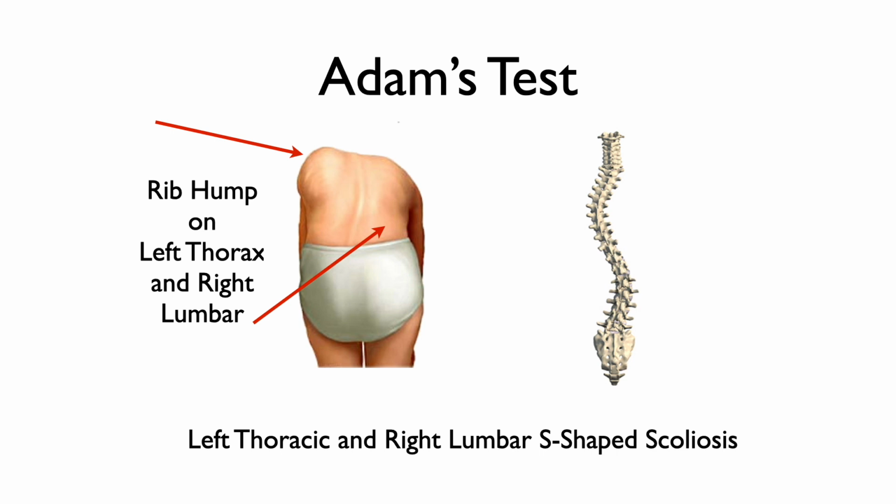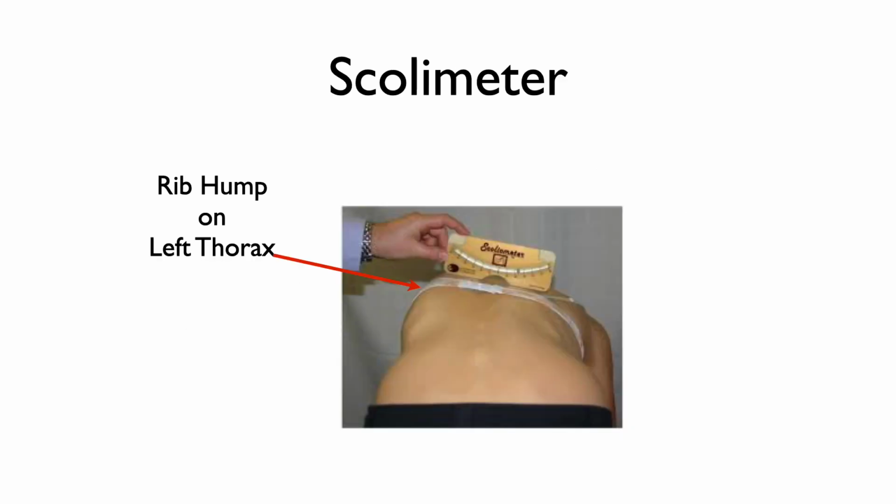So what would we see here? We would see that rib hump on the upper left, and we'd also see a thickening on the lower right in the lumbars. Now, how can we measure this from home? There's a device that's very cheap and can be bought online, and it measures the rotation of the curve, or you can use this to measure the rotation of a curve of a family member. And it's called a Scolimeter.